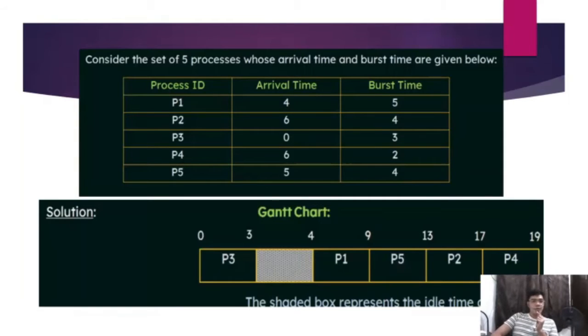It has 5 processes, which are process IDs P1, P2, P3, P4, and P5. And it has its arrival time and burst time. So the first one in this Gantt chart is P3. Why P3? Because it has the smallest arrival time, which is 0. And the burst time is the completion time of the process. So for P3, 0 is the arrival time, and the burst time is 3.